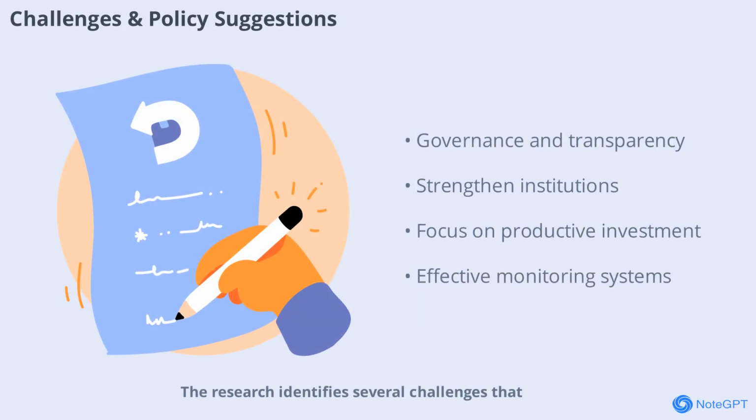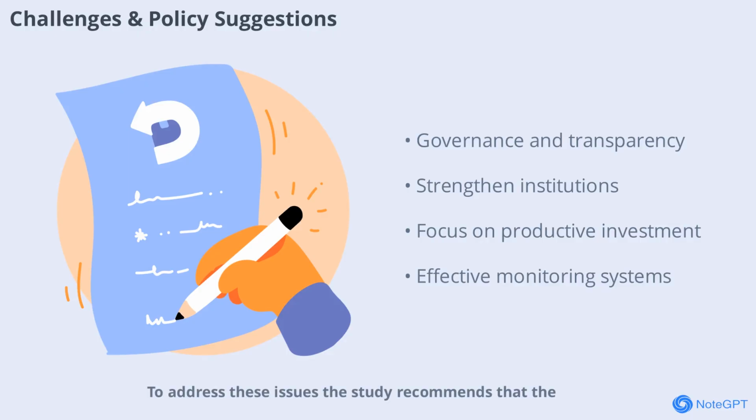The research identifies several challenges that reduce the effectiveness of ODA in Kenya. These include weak governance, corruption, fragile institutions, political interference, and the misuse of aid for nonproductive activities. Such factors limit the positive impact of ODA on economic growth.